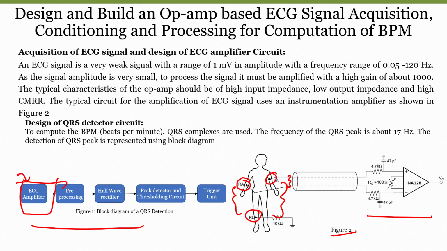Then the whole idea is that we have to find out BPM, which we should never forget. What do we mean by BPM? If I can find out how many peaks, QRS amplitudes, we get per minute, that is nothing but our BPM.